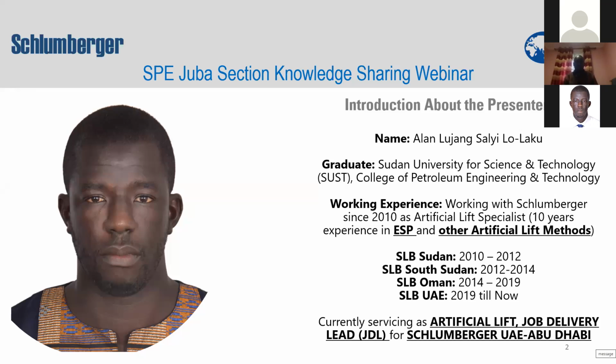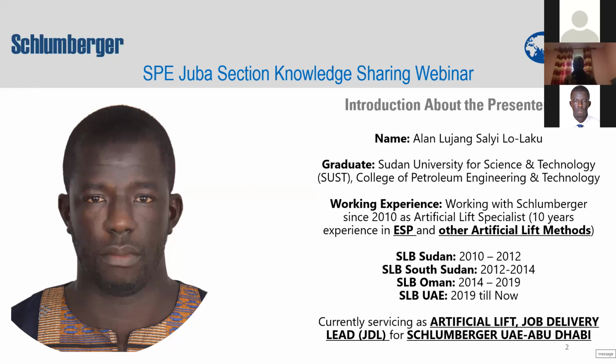So I started with Schlumberger Sudan. From 2010 to 2012, I was with Schlumberger Sudan. From 2012 to 2014, I moved to Schlumberger South Sudan. From 2014 to 2019, I was in Oman with Schlumberger as well. And from 2019 until now, I'm with Schlumberger UAE, based in Abu Dhabi. Currently, I'm serving as artificial lift job delivery lead for Schlumberger UAE.